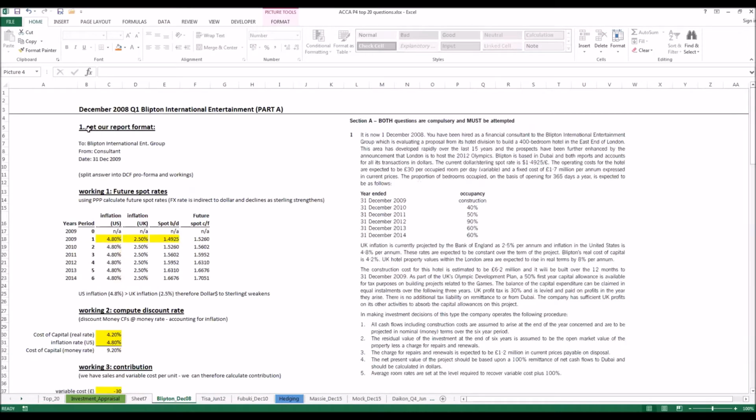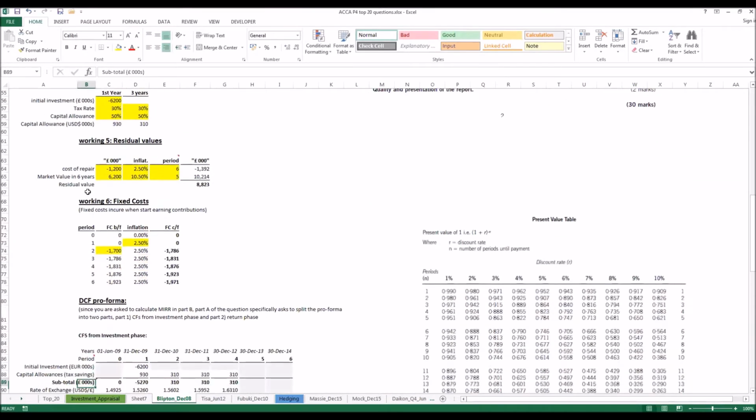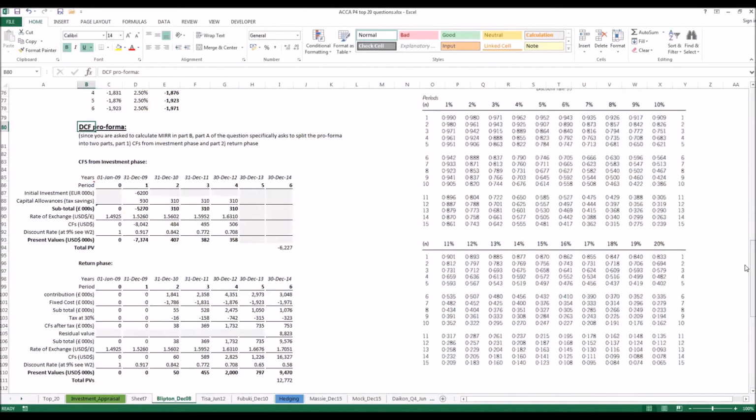I started off by laying out the report, to, from, date, and then I effectively split my answer into two parts, where you've got the workings from 1 to 6, and then you have the discounted cash flow pro forma, consisting of two parts: the cash flows from the investment phase, and then the cash flows from the return phase.